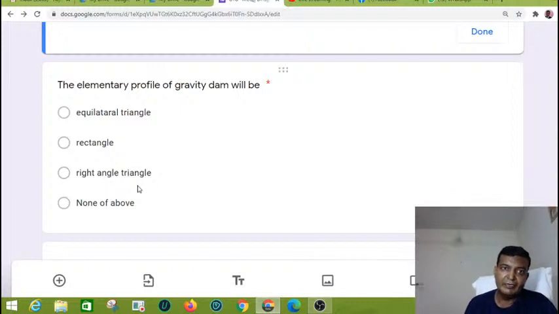The elementary profile of the gravity dam will not be like an equilateral triangle, and it will not be like a rectangle. It is a right angle triangle. So C is the answer.